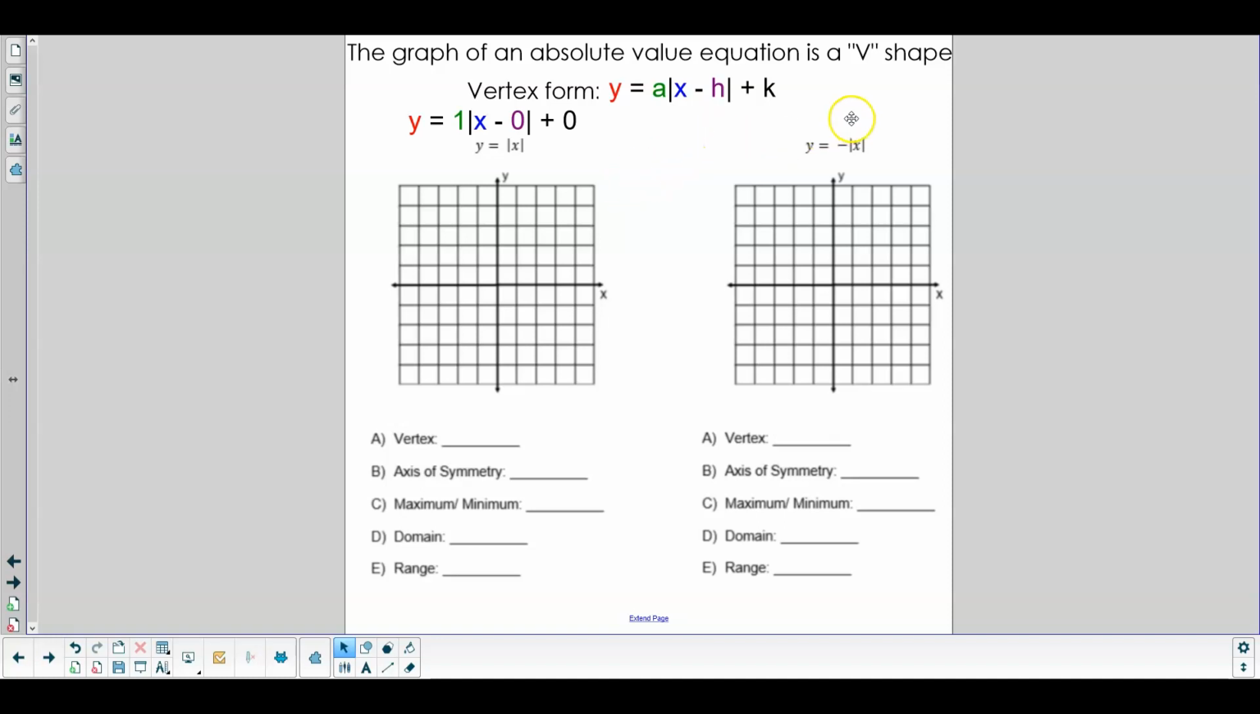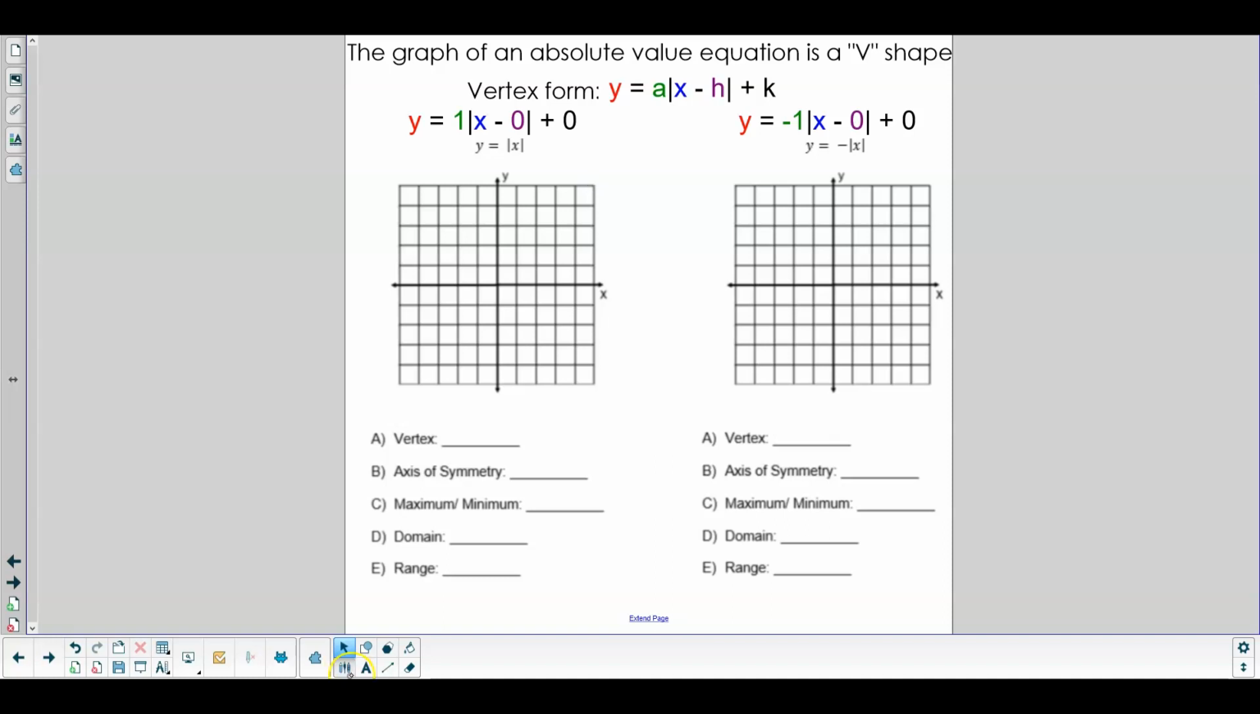Okay, same thing with this one. And if you notice, the only difference between the first and second example is that there's a minus sign in front of the 1 here on the second example, and the first example has a positive 1. And if you remember from 4.2, the positive is the one that opens up, and the negative is the one that opens down.